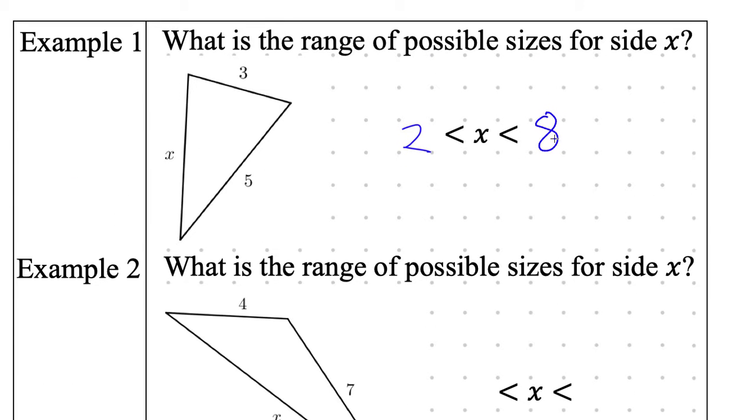So 3 would work. 3.5 would work. 4 would work. 5 would work. 6 would work. 7 would work. 7.5 would work. 8 would not work. 9 would not work. 1 also doesn't work for this one because 1 is outside that range.